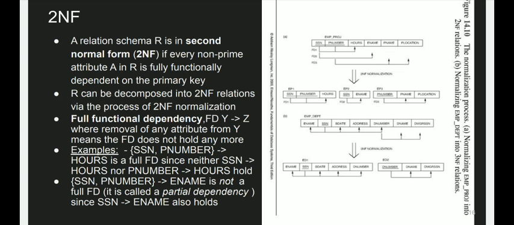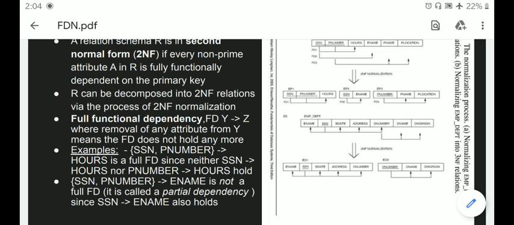So now, what the rule says: every non-prime attribute A in R is fully functionally dependent on the primary key.